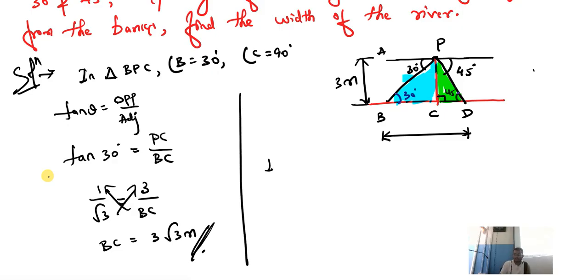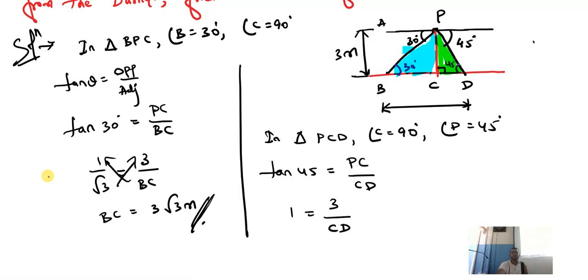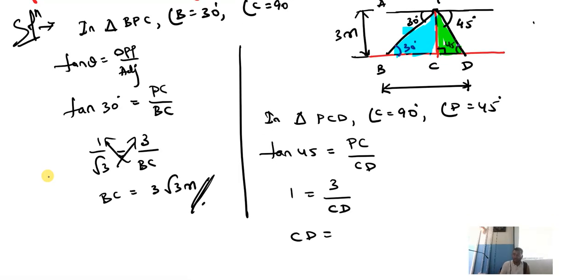Similarly, next case, in triangle PCD, angle C is 90 degrees and angle D is 45 degrees. Now, can we apply tan theta? Yes. Tan 45 degrees is equal to opposite PC by adjacent CD. Tan 45 is 1, PC value is 3 meters, divided by CD, which we don't know. Keep it as it is. Now CD into 1 is CD equals 3 meters.